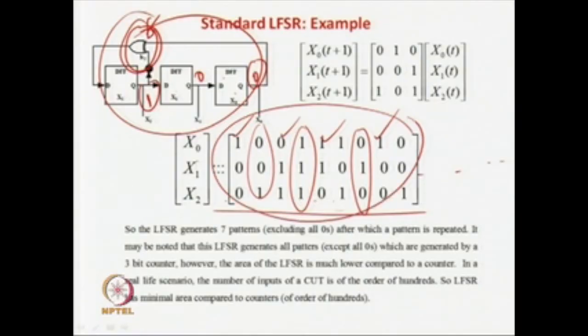But what I was emphasizing is that you have to understand that we are generating all the exhaustive patterns, and based on the seed we can generate the important patterns first, using a very small area overhead, that is only one XOR gate. So this was about the LFSR and its importance in pattern generation, that is random pattern generation, and area.